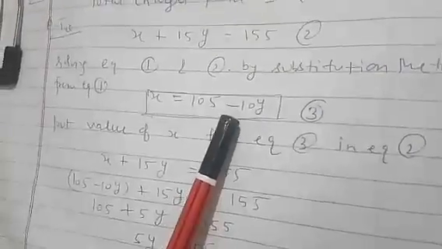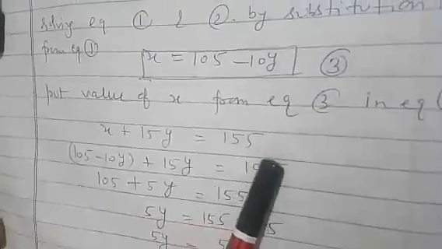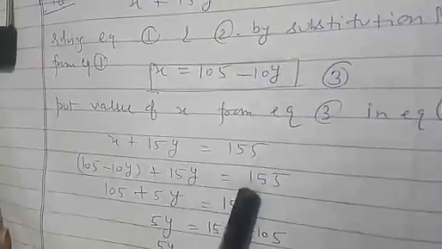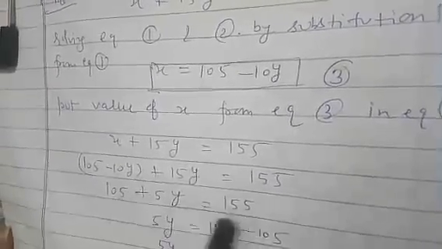So here from first equation we take value for X. X comes 105 minus 10Y. This value of X as we have taken from first, now we have to put in the second one. So in second equation which is X plus 15Y equal to 155, we are going to put the value for X. By putting this, 105 minus 10Y plus 15Y equal to 155, then solving after shifting the terms, Y comes out to be 10.